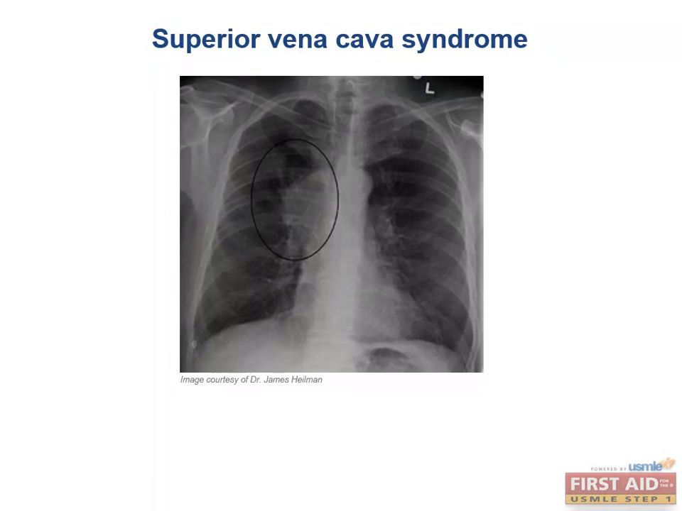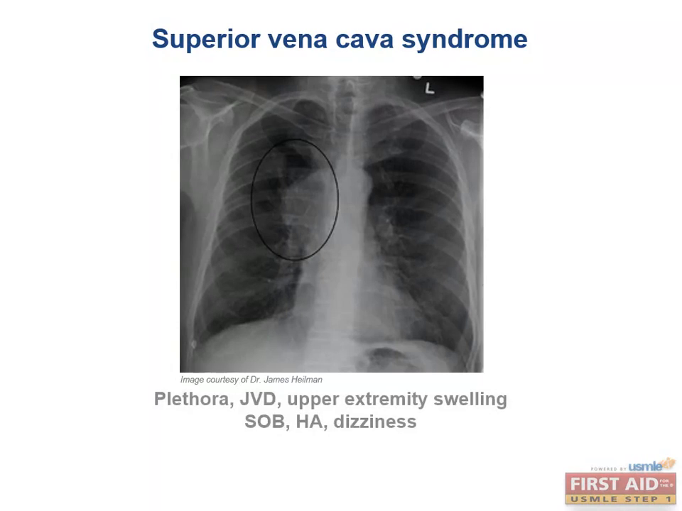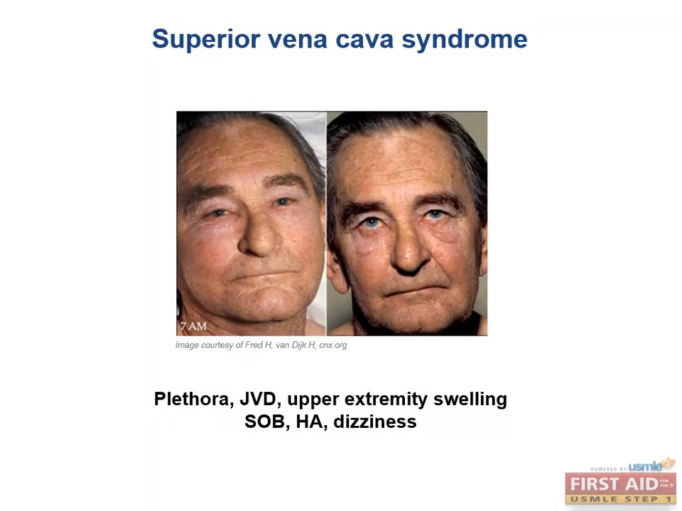So what would you expect to see because of this? Since you're blocking venous return from the upper part of the body, you can see facial swelling or plethora, as well as JVD and upper extremity swelling. You can also get shortness of breath, headache, dizziness, and rarely cerebral edema, aneurysm, or a brain bleed.